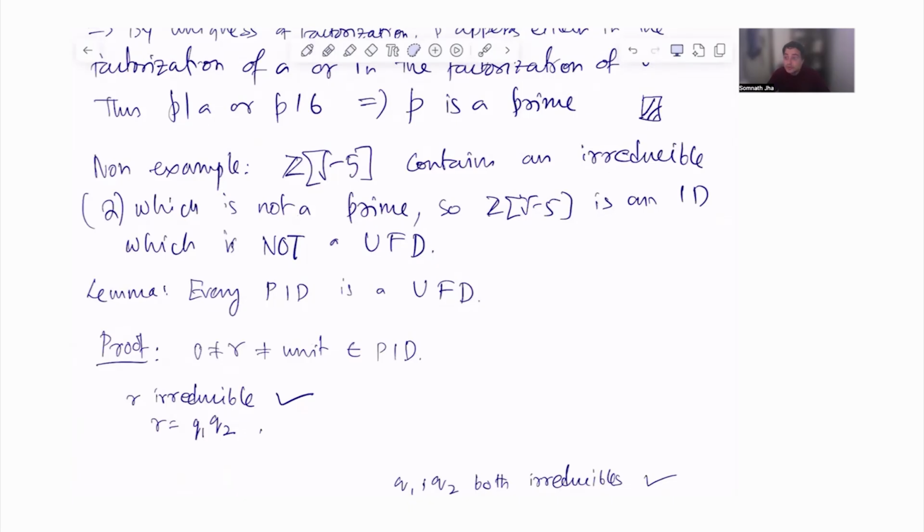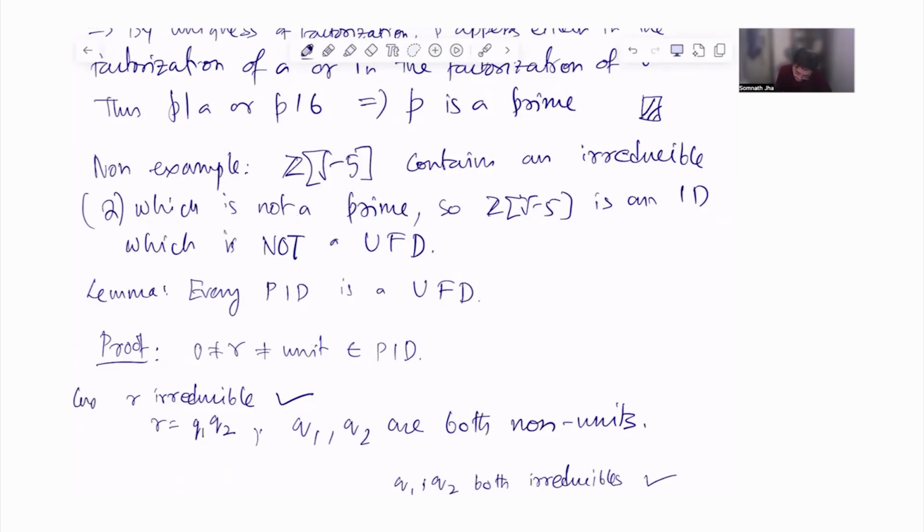So let's say R is reducible, so R equal to Q1 into Q2. Suppose R is a non-zero, non-unit element, and suppose R is not irreducible, that means R can be written as Q1, Q2, where Q1, Q2 are both non-units, right? That is the meaning of it not being irreducible. If for every Q1, Q2, one of them turns out to be a unit, that means R is irreducible. So we are done.